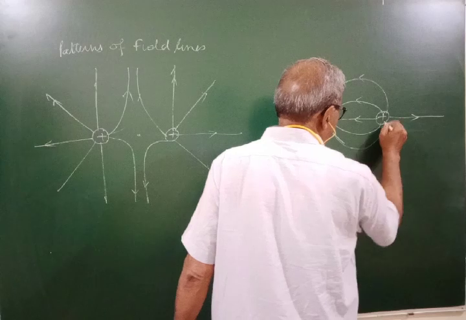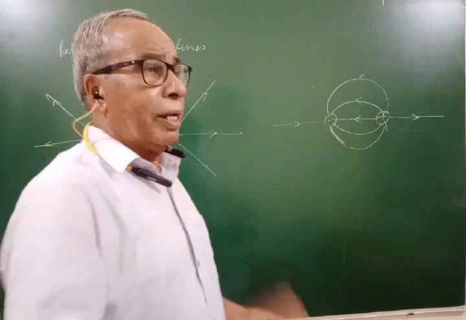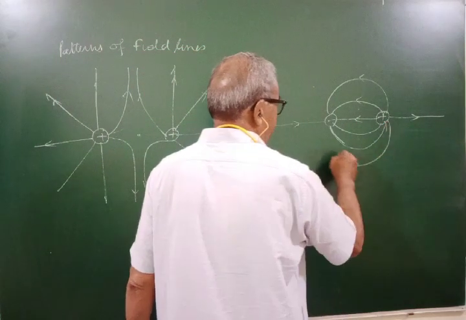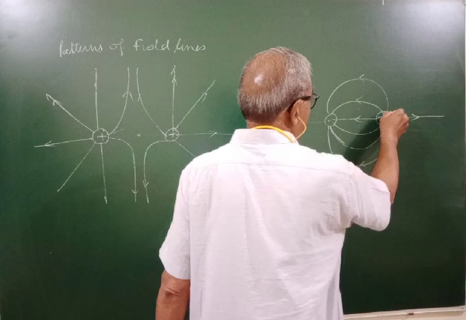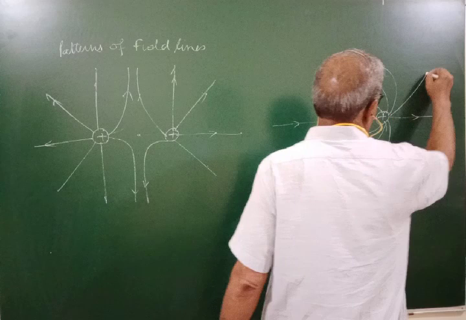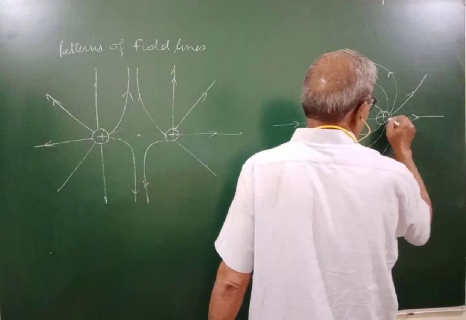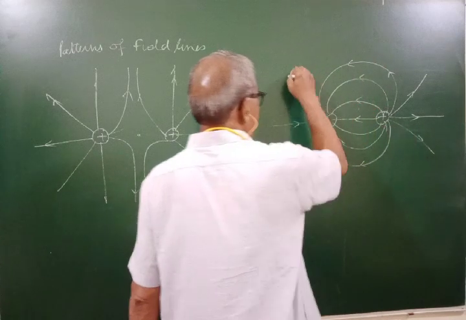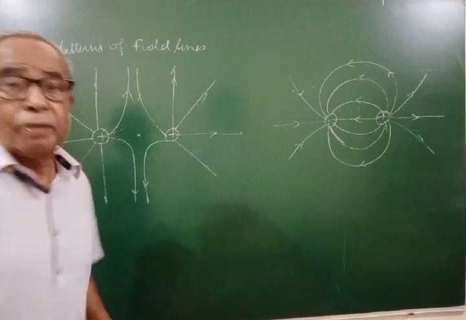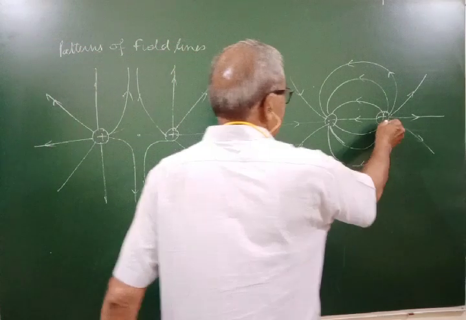Don't think that field is only along the axis; here also there is field. We can't draw everywhere, so we draw like this. Pattern of field line due to dipole. And then it is like this. But to put the arrow you must do it here. These are the pattern of field lines due to dipole. They start from the positive charge and terminate on the negative.